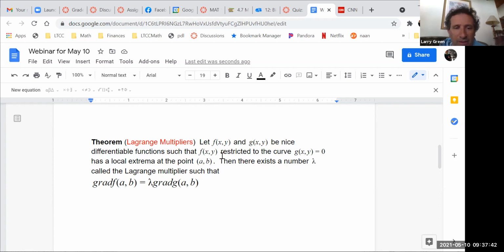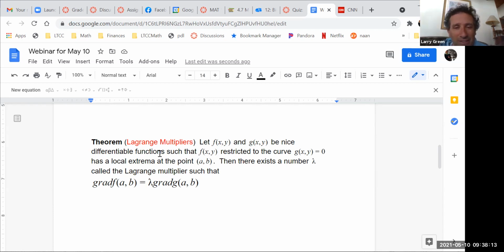Okay, so here's a big theorem. Let f of x, y and g of x, y be nice differentiable functions. Remember, I will never give you a not nice differentiable function in this class. So if you want to deal with not nice ones, you need to take upper division math classes. So for us, all functions are nice. Sound good? I don't want to kill y'all.